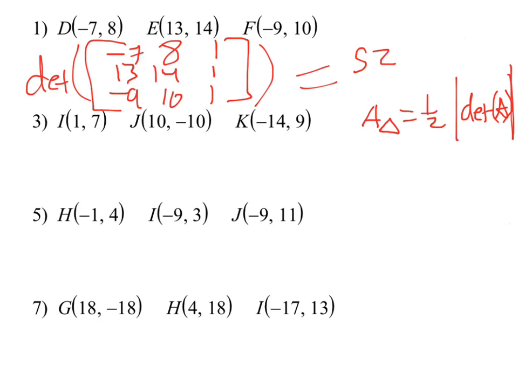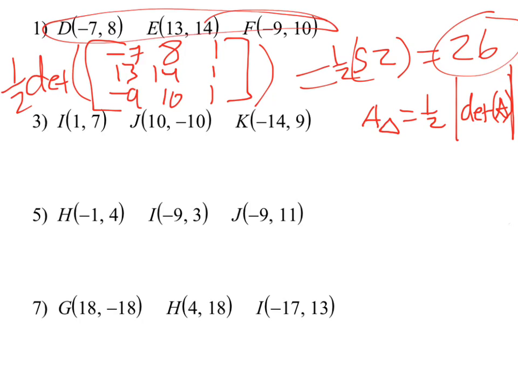And in our little formula here, there's a little 1/2 out front, and it's got these vertical lines around it too. Those vertical lines around the determinant say that you need to make it positive. Luckily this one's already positive. But the 1/2 out front means we need to get 1/2 of the determinant. So we take 52 and get 1/2 of that, which is going to be 26. And that is the area of the triangle that has these coordinates as the vertices.